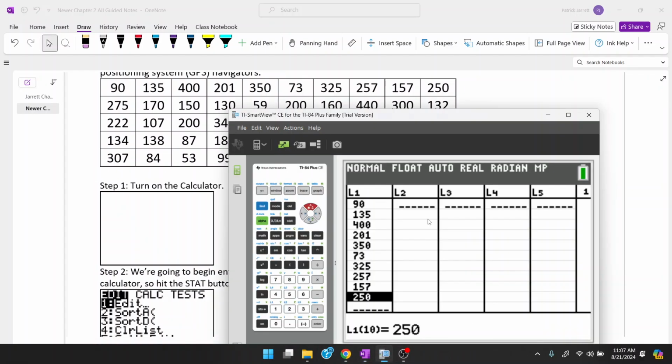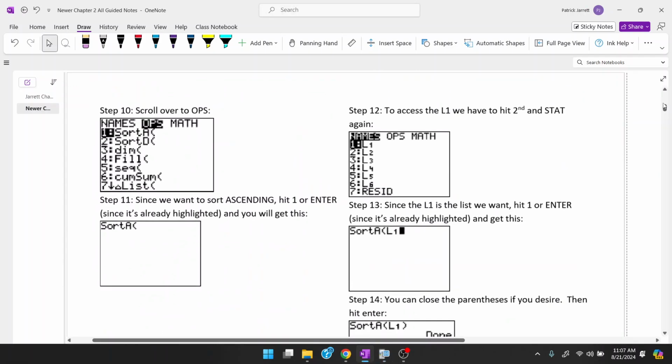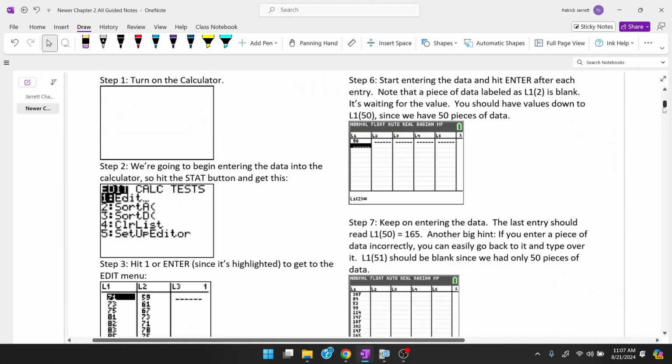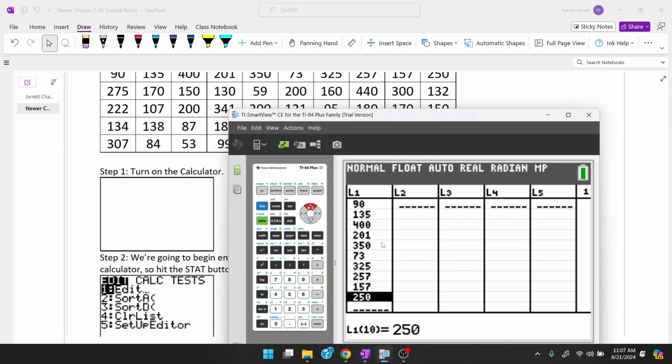Okay, so how do you clear out a column? It should actually tell you how to do it in these notes. Let me see. Yeah, highlight the list you want and hit clear. Do not hit enter. No problem.